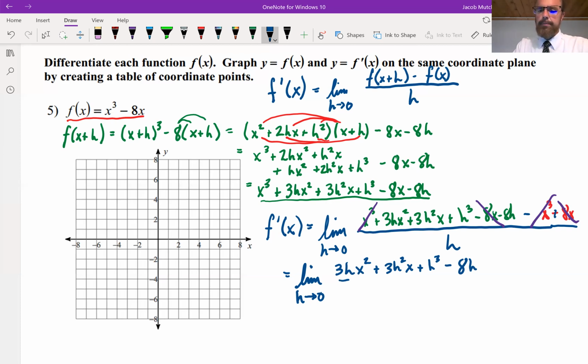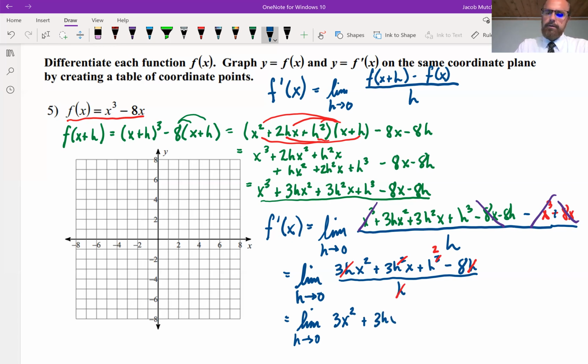Since each term in the numerator has an h factor in it, I can cancel one of them for each term. So 1h cancels, the square would cancel, that cube would turn to a square, and that h would cancel along with the 1 in the denominator. And what that gives me now is the limit as h approaches 0 of 3x squared plus 3hx plus h minus 8. And that is ready now for direct substitution.